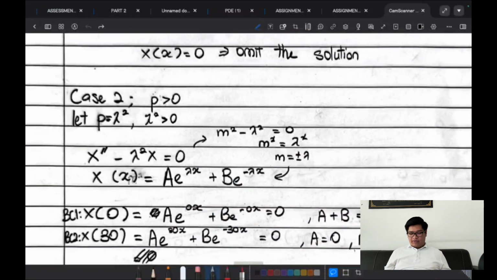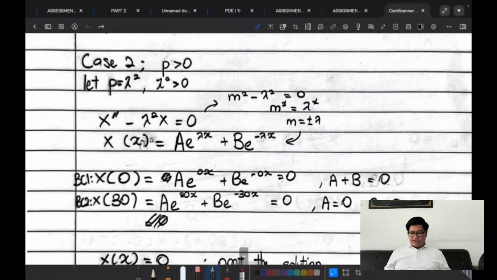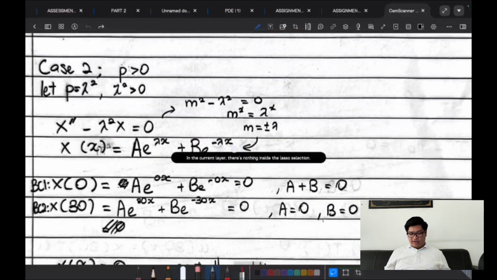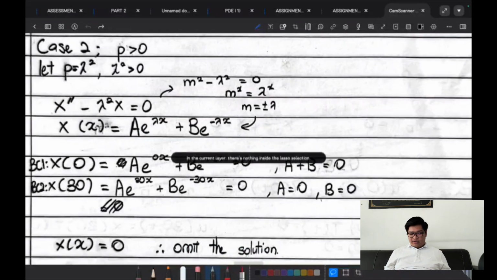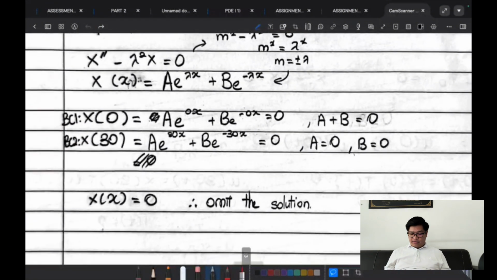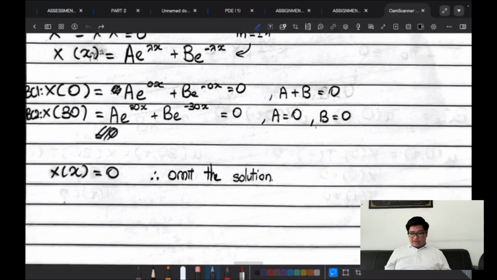For case 2, p is greater than 0. Then let p equal to lambda square, where lambda square is greater than 0. Using the x term, we substitute into this equation, and then we get a e to the power of lambda x, and b e to the power of negative lambda x. We substitute to the boundary condition, we get X(0) equal to 0, and X(30) we get 0 also. So we need to omit the solution.